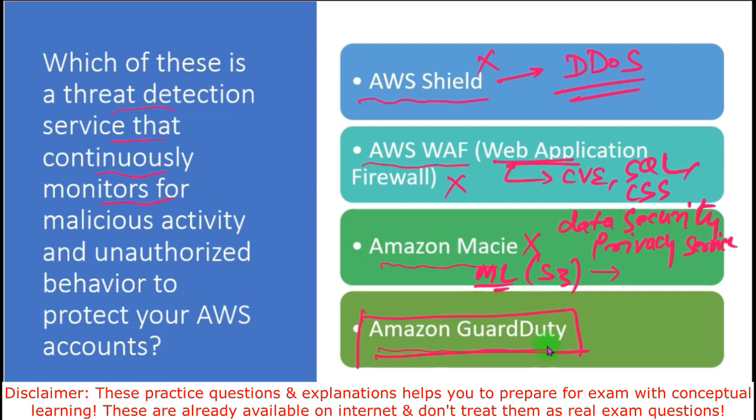Let's understand why. Amazon GuardDuty continuously monitors the AWS environment for suspicious activities like intelligent threat detection, and it also helps us analyze AWS CloudTrail events, or we can say VPC flow logs. So this is the correct choice for this question. Now we will talk about the next question.